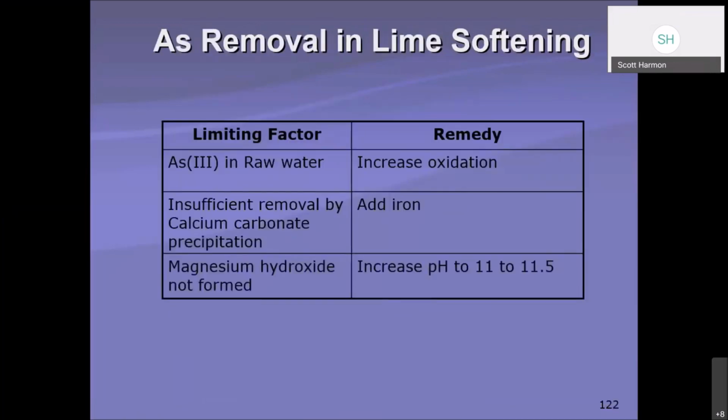So arsenic removal and lime softening. Limiting factor, arsenic-free in raw water. If it's a limiting factor, you can increase the oxidation using other sources of oxidation. Insufficient removal by calcium carbonate precipitant. Add iron. Iron also is a great binding agent again for arsenic. Magnesium hydroxide not formed. You could increase the pH, and that's some pretty high pHs, but again, we're talking about lime softening, so we're dealing with a little bit higher pHs than what we normally would.